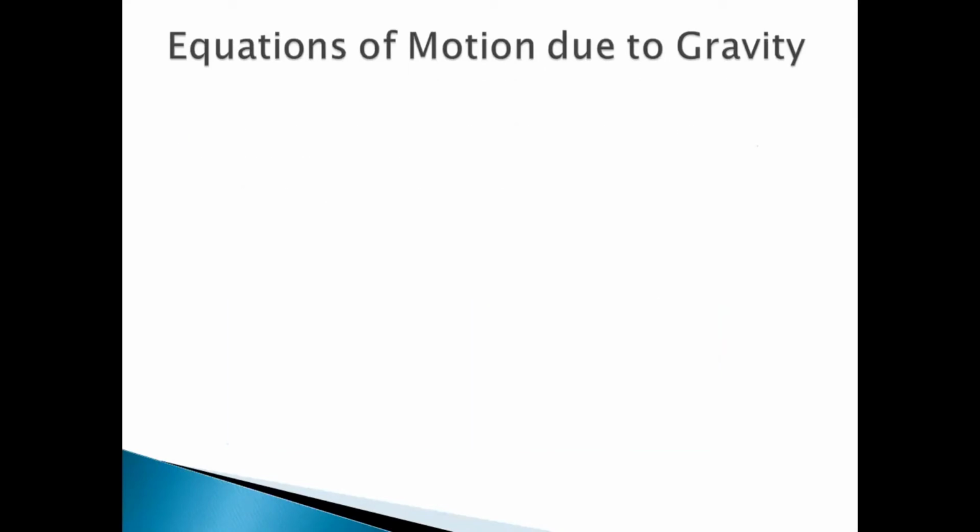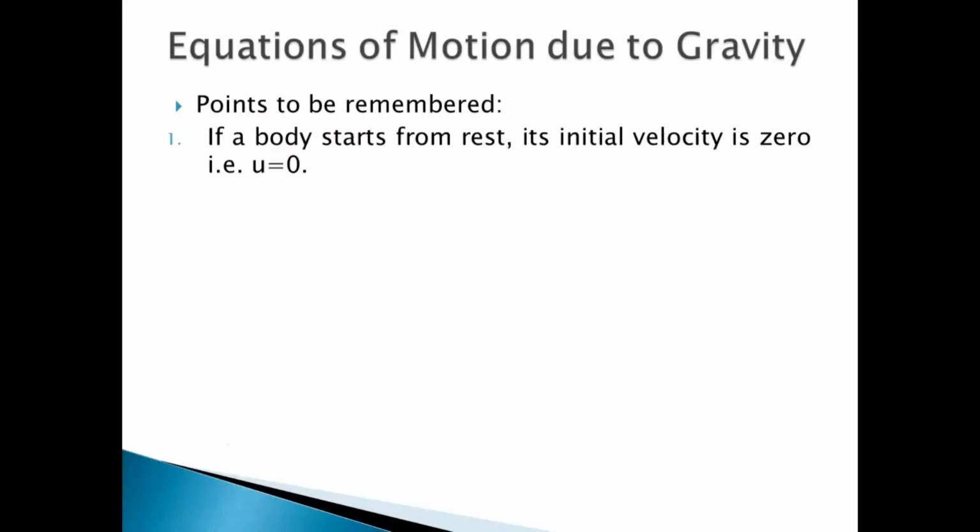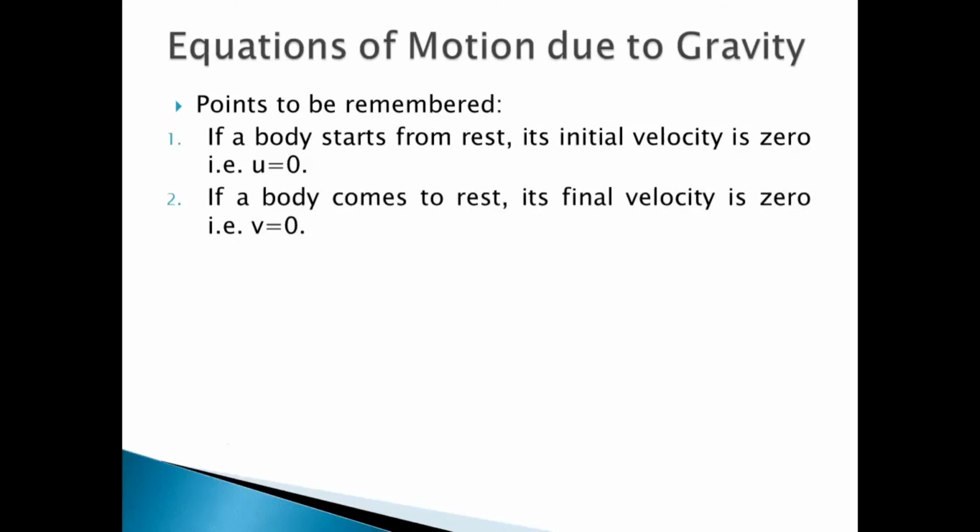Now let us see what are the different points that need to be remembered while solving problems on equations of motion due to gravity. So these are simple points that we already know, just to brush up the memory. This is the first point. If a body starts from rest, its initial velocity, that is u, is zero, okay? Next, if a body comes to rest, its final velocity is zero. This is also a common logic.